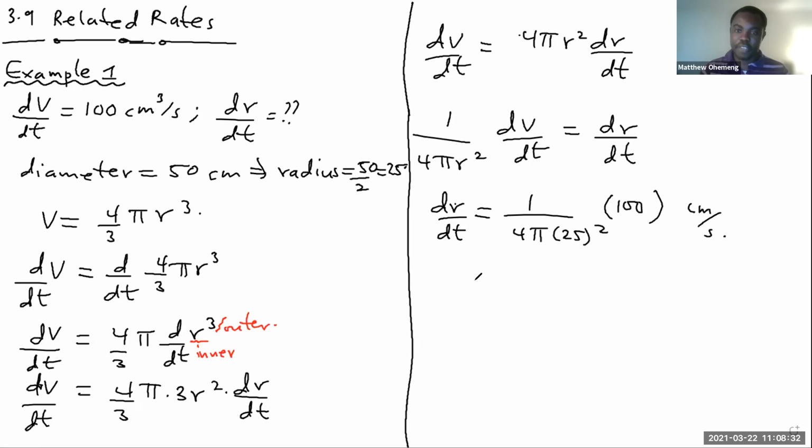Right. So let's simplify this. I think 4 cancels: 4 times 25 squared over 25 squared will be 100. So that'll leave us with 1/(25 pi) centimeters per second. That's dr over dt.